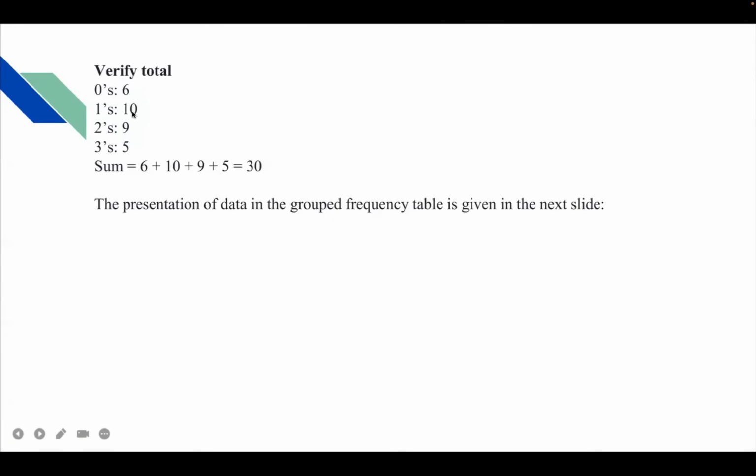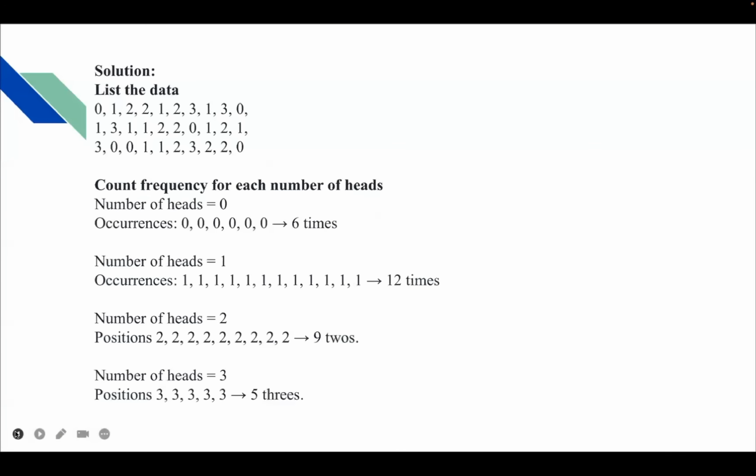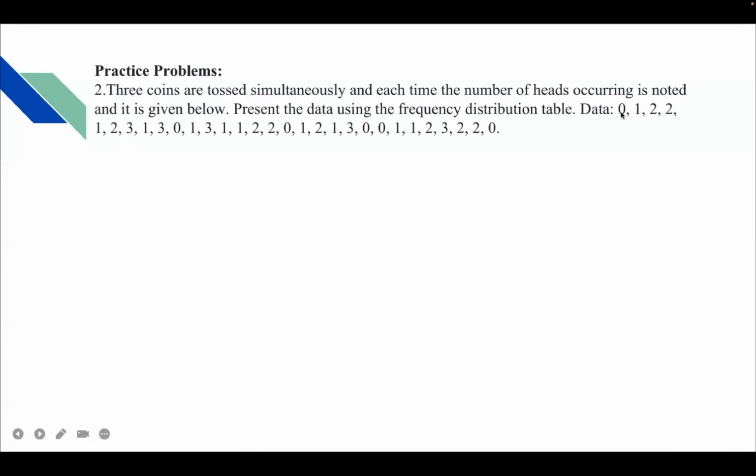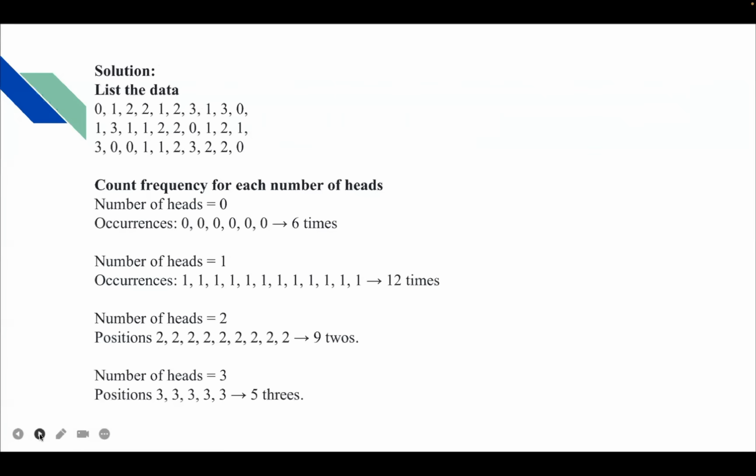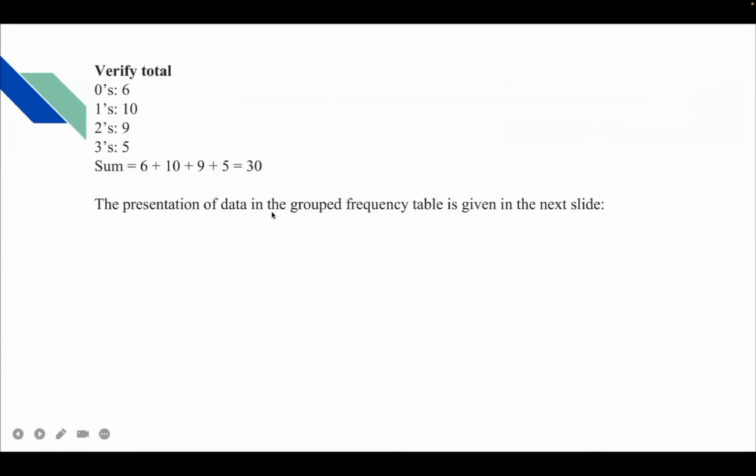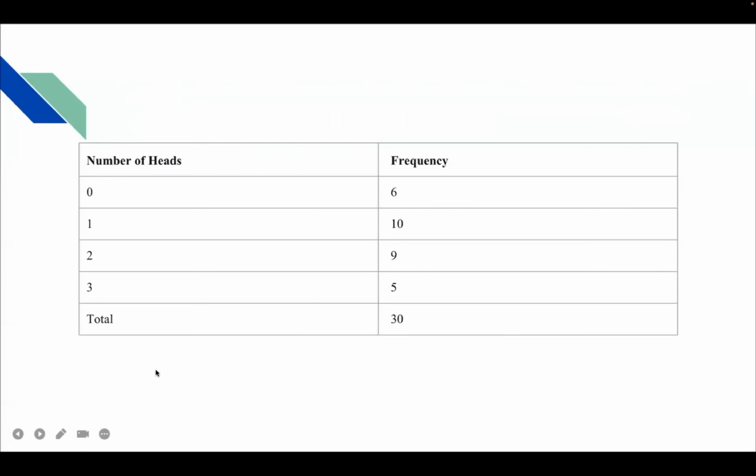So 6 plus 10 is 16. 16 plus 9 is 25. And 25 plus 5 is 30. So if you actually count the number of terms you have here, 1, 2, 3, up to 30. So that's correct, 30. So now the presentation of data in group frequency table is given in the next slide. So our 0 is 6, our 1 is 10, the 2 is 9, and the 3 is 5. So our total is 30. And that's our final answer.